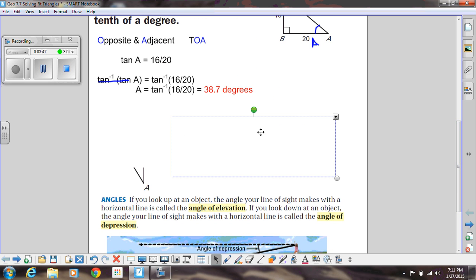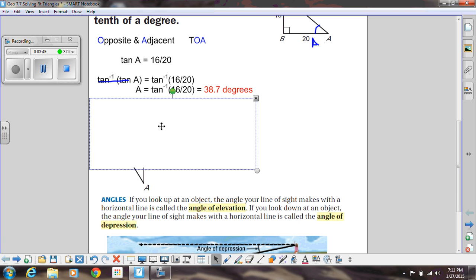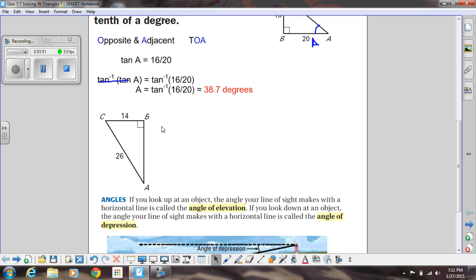So let's look at another one. So here we've got another triangle, and I want to find what angle A is. Okay, so I've got this side, which is opposite of A, and this side is the hypotenuse. It's across from the 90-degree angle. So I need to use the trig ratio that has O and H in it. So that's SOH. So I'm going to use sine.